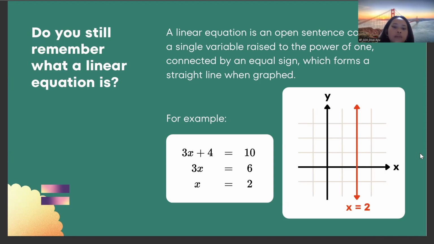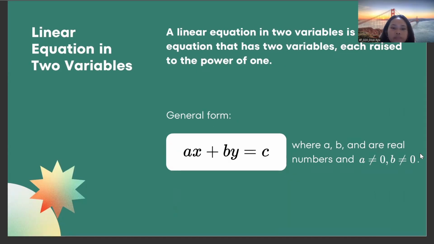Before we discuss a system of linear equations, let's review what a linear equation is. A linear equation is an equation where each variable is raised only to the first power. When it is drawn on a Cartesian coordinate plane, it always forms a straight line. For example, the equation x equals 2 represents a vertical straight line. Understanding this concept is important because every system of linear equations consists of two or more linear equations.